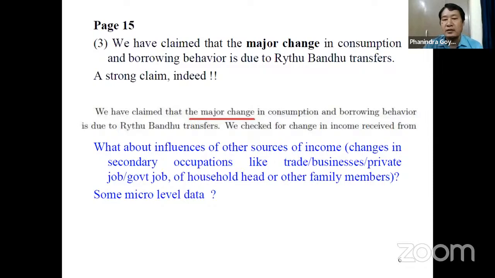That extra income or income from secondary sources can change drastically the consumption behavior and borrowing behavior of households. So I fully understand in your sample data, this information you may not be having, but somehow if you can gather some micro level data from households, I think this my question could have been answered or can be answered.